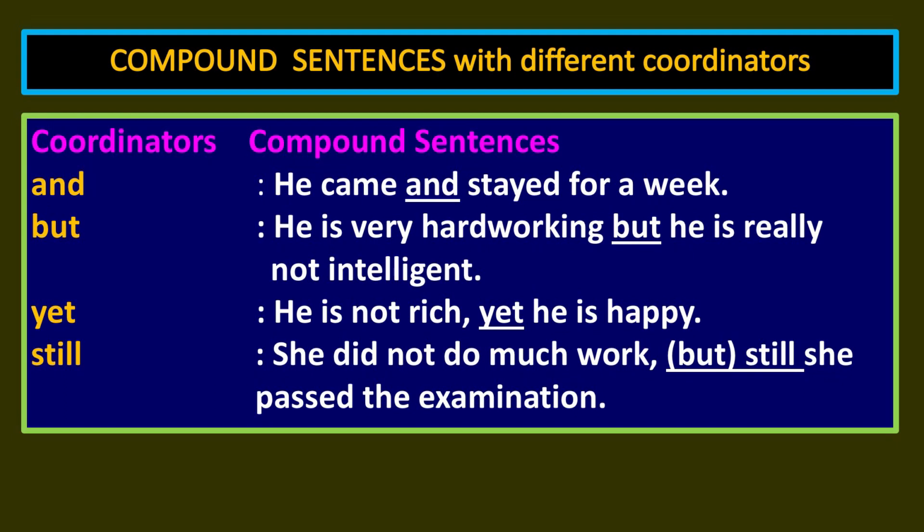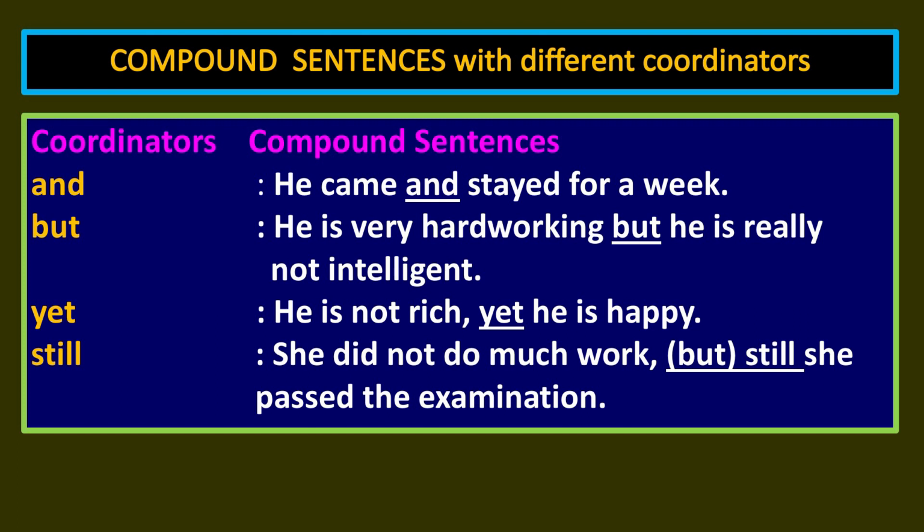He came and stayed for a week. Here 'and' is the conjunction. He came is one clause, and he stayed for a week is another clause, and when 'and' is used, the subject of the second clause is omitted. He is very hardworking, but he is really not intelligent, right. He is not rich, yet he is happy.